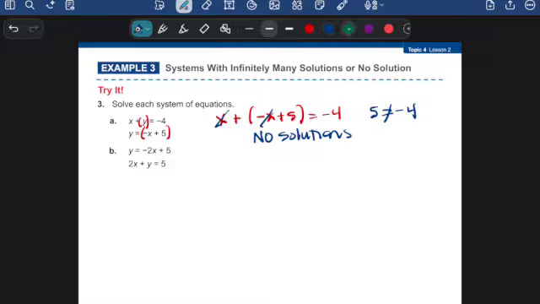Let's look at part B. I'm substituting for y this time, so I'm going to put it in parentheses so that I make sure I don't lose any signs. 2x plus 5 equals 5. Okay, 2x minus 2x, those cancel out. 5 equals 5 is an identity. It's always true, so there are infinite solutions.